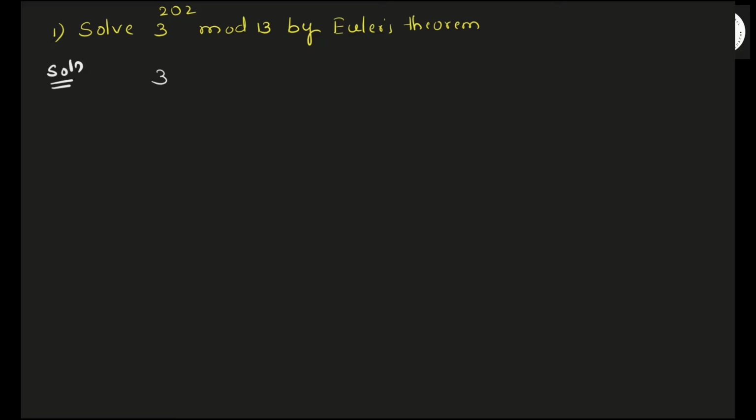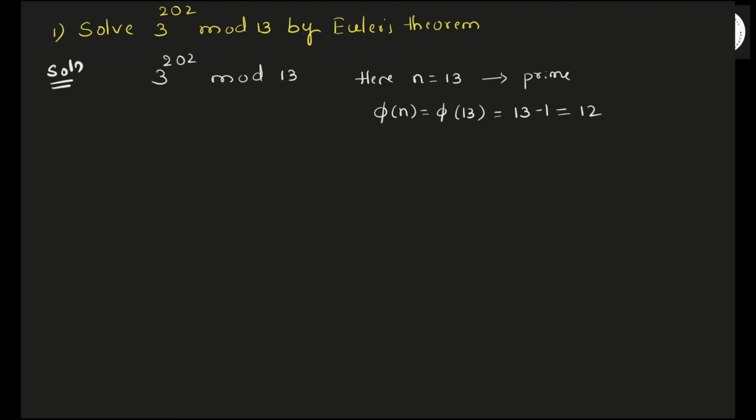Given is 3 raised to 202, that is, 3 to the power 202 mod 13. We need to find this. What is your n now? N is 13. 13 is a prime. If 13 is a prime, what will be phi of n? For prime numbers, as I have told you, it is n minus 1. So it is 12, and we use that.